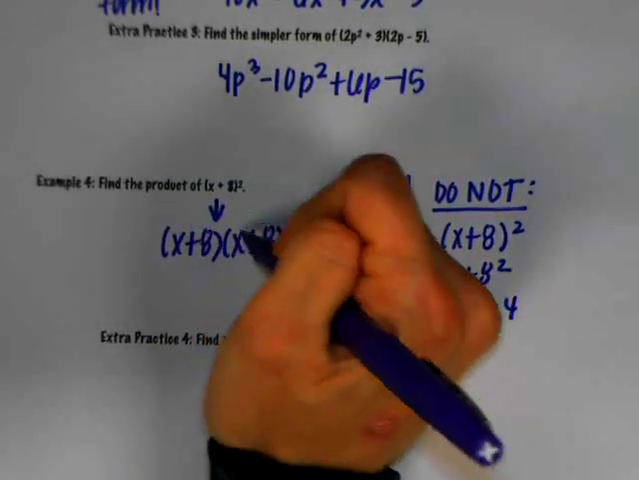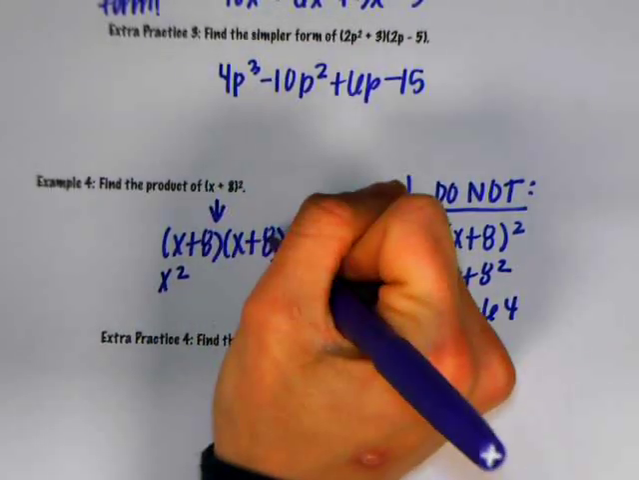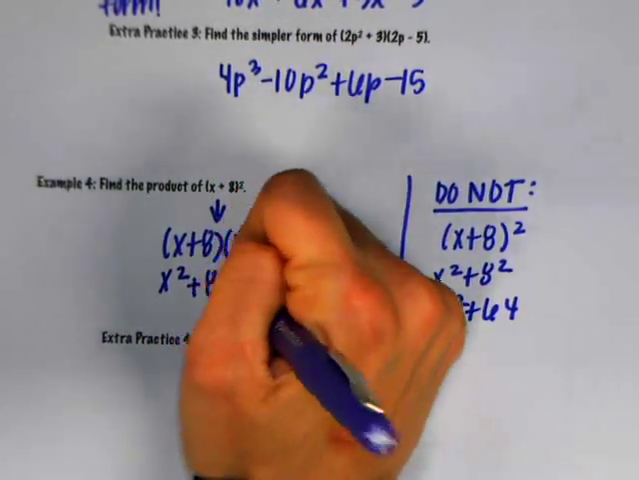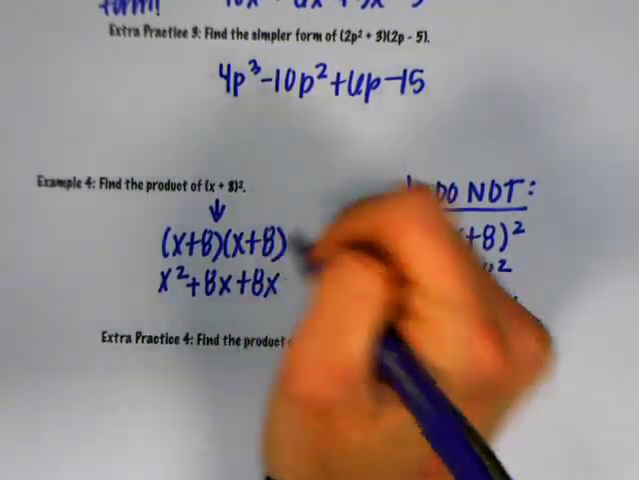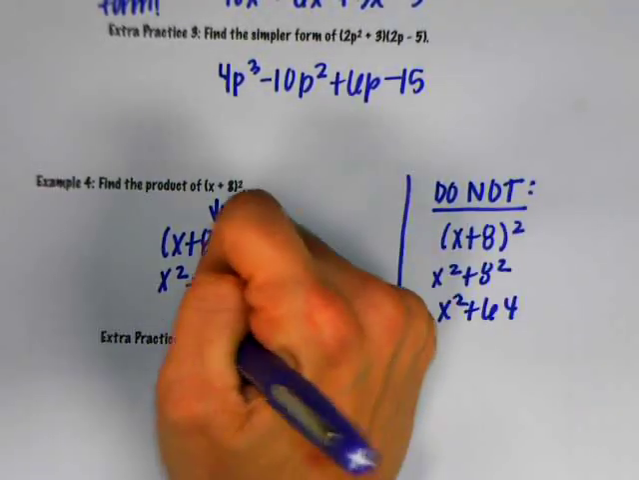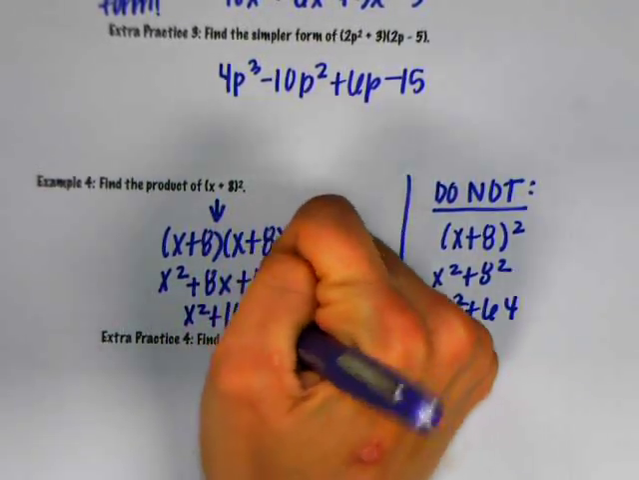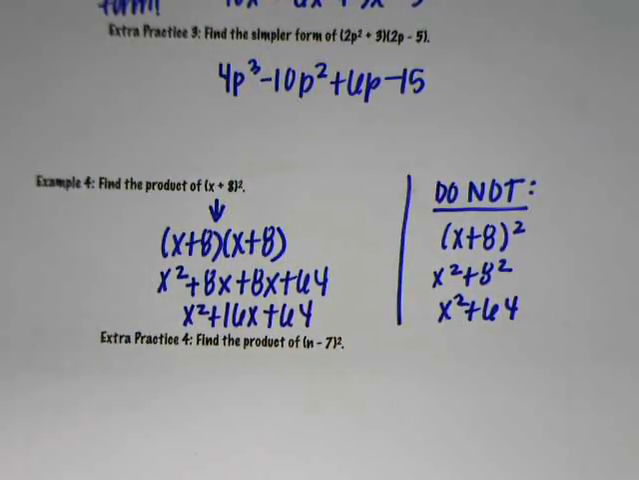So what's x times x? Yep, x squared, x times 8, 8x, 8 times x, 8 times 8. Okay, and then the center, 8x plus 8x is 16x. So if you do the wrong way, you miss that entire middle term that you should have. Okay? Then you guys try the next one.